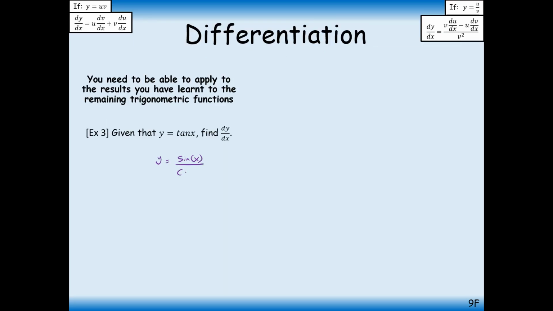Now for tan of x, which is sine of x over cos of x, our u is sine of x, which we know its derivative is cos of x, and v, our denominator, is cos of x, whose derivative is negative sine of x. So putting those together into the formula, the denominator is going to be cos square of x. We will have v first. V is cos of x multiplied by u dash, which is another cos of x, right? And we need to subtract the value of u multiplied by v dash.